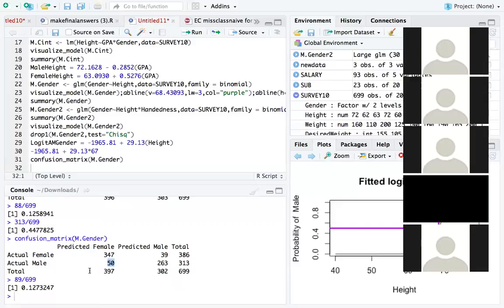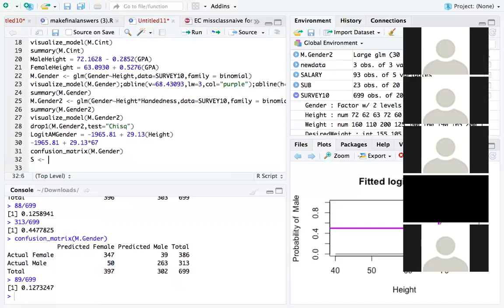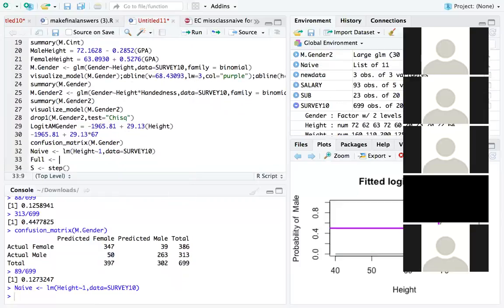Do a little model building with stepwise. I think we're good. So let's look at a little model building with stepwise. Let's start with a step function right here. If we really wanted to predict gender, we're going to need two models here. Let's predict height, it's going to be a little bit easier. So we need LM. Let's call this naive. And the naive model doesn't have anything in it. So we're going to predict somebody's height, tilde 1, comma data equals survey 11, 10. And then we want the full model: height tilde dot, data equals survey 10.